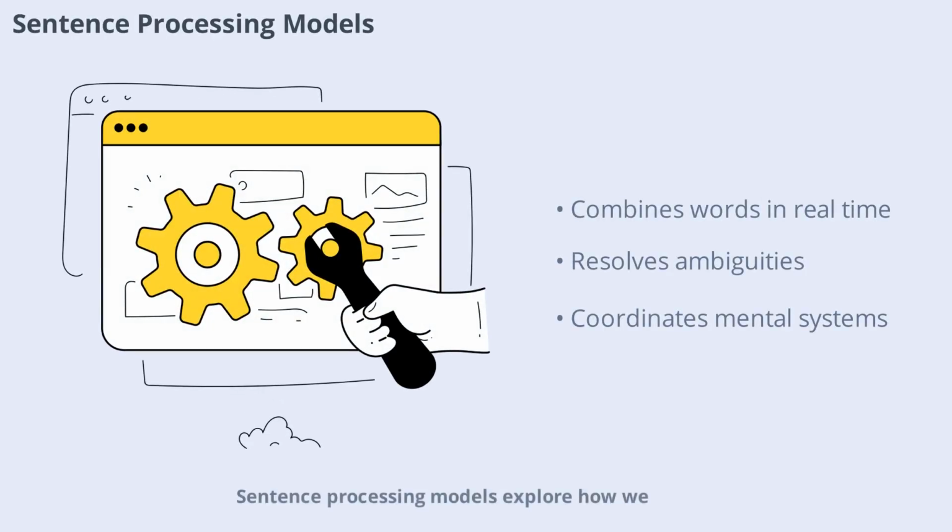Sentence processing models explore how we understand and produce sentences in real time. These models look at how we combine words, resolve ambiguities, and build meaning as we go. Some theories emphasize the role of syntax, while others focus on semantics or context. Sentence processing is a dynamic, ongoing process that requires coordination between multiple mental systems.